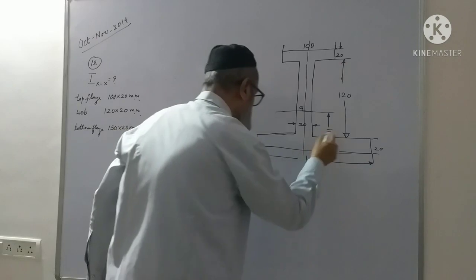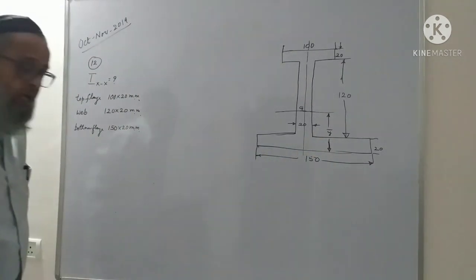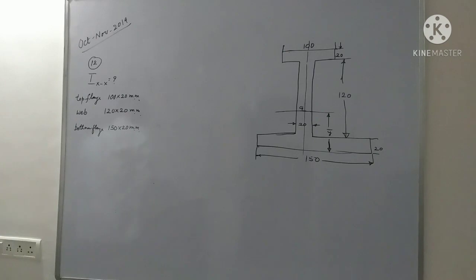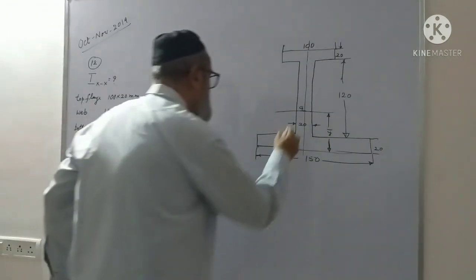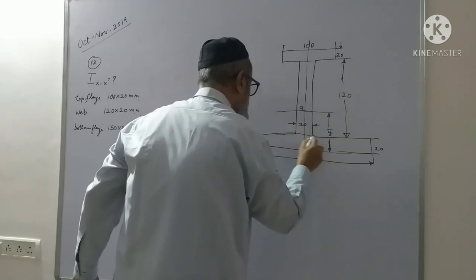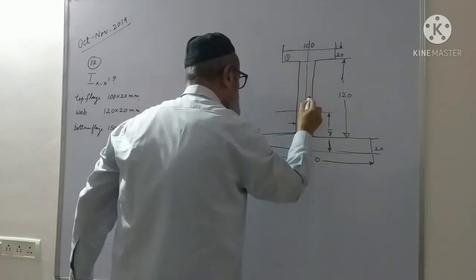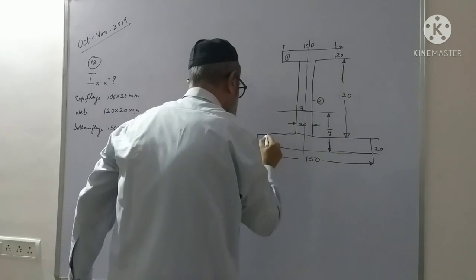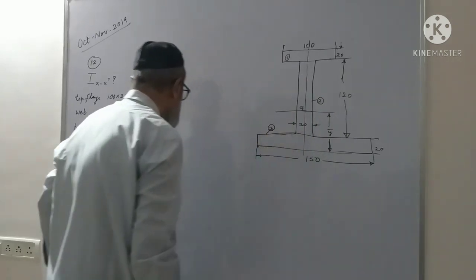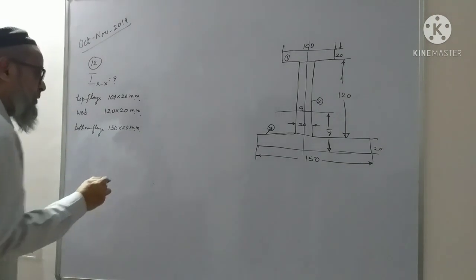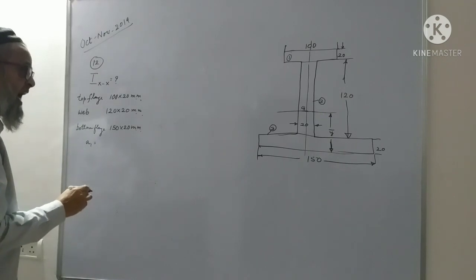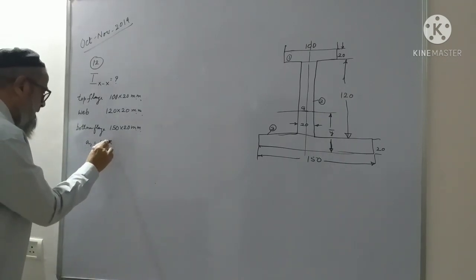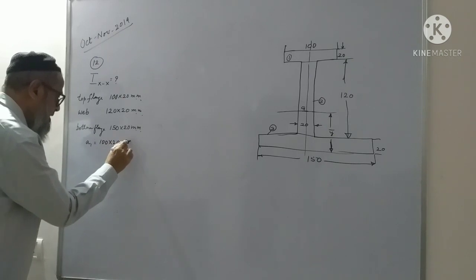There is no necessity to find out the x bar here, because it is symmetrical about the vertical axis. Now I will divide this into three rectangles. This is rectangle 1. You can call anyone as 1. This is 2 and this is 3. Now to find y bar, A1 is 100 into 20, 2000 square mm.